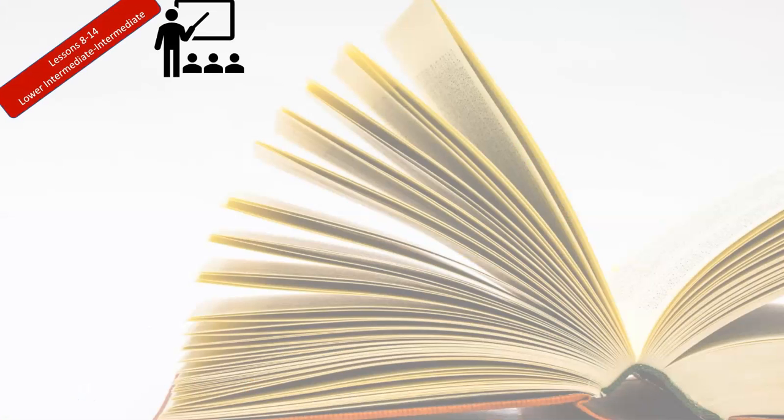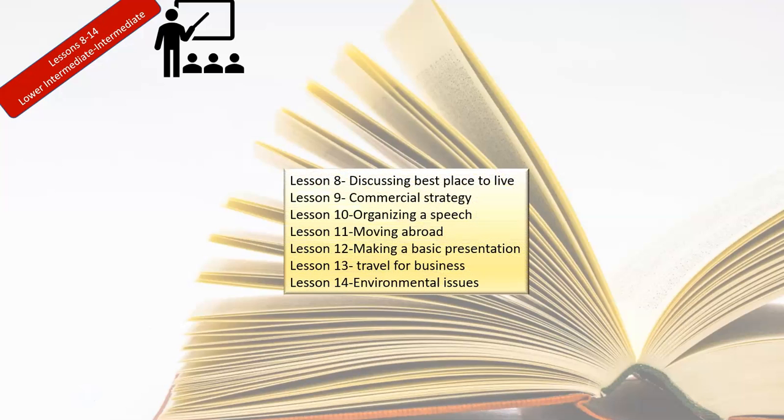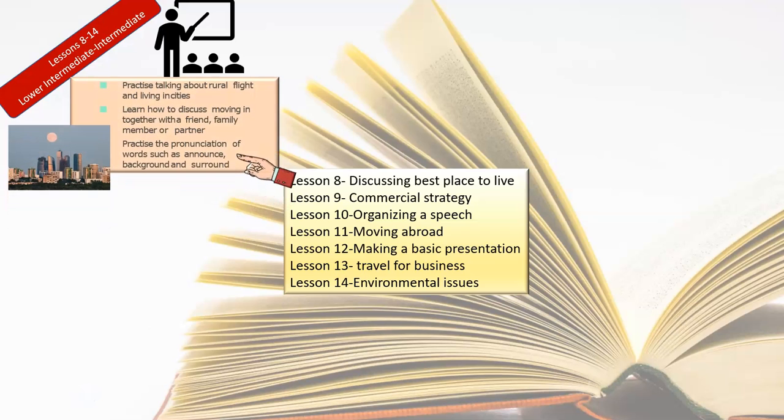So in the next part, where we're progressing from lower intermediate level of English to an intermediate level in lessons 8 to 14, we're going to be talking about the sorts of things that go on in here. In lesson number 8, you'll practice talking about rural flight and living in cities and the effects of urbanization. You'll learn how to discuss moving in together with a friend, family member, or your partner. We'll also practice the pronunciation of some difficult words such as announce, background, and surround, and lots of others.